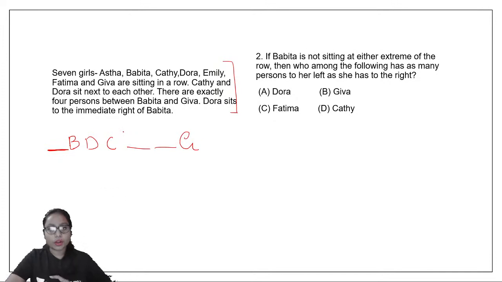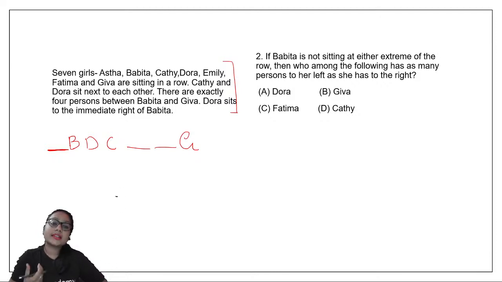Then who among the following has as many persons to her left as she has to the right? Okay, so if you read this question, this is quite confusing. What are they planning? What do they mean to ask? They are asking who among the following has as many persons to the left as to the right. Okay, this means we have to find the person who is sitting in the center.